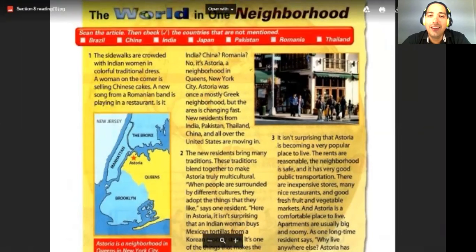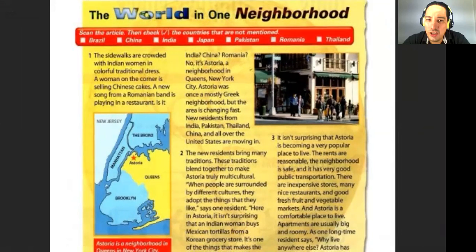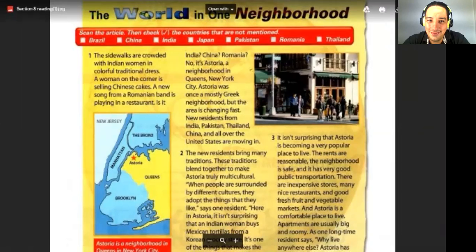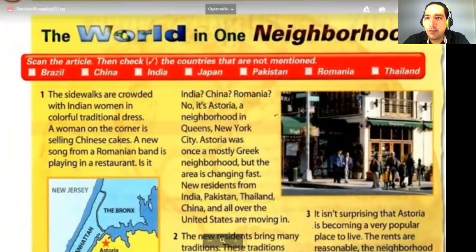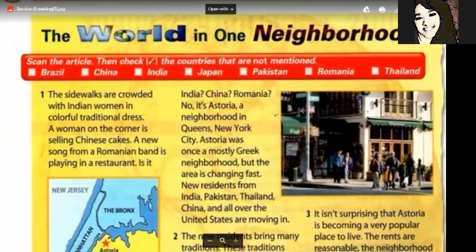So, what countries are not mentioned here? The countries that are not mentioned. Did they mention Brazil? No. Thailand? No. Japan. I cannot read the words. Let me try to do something here.